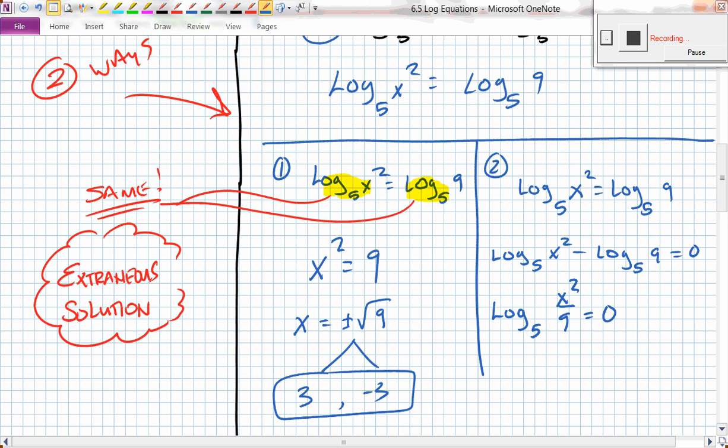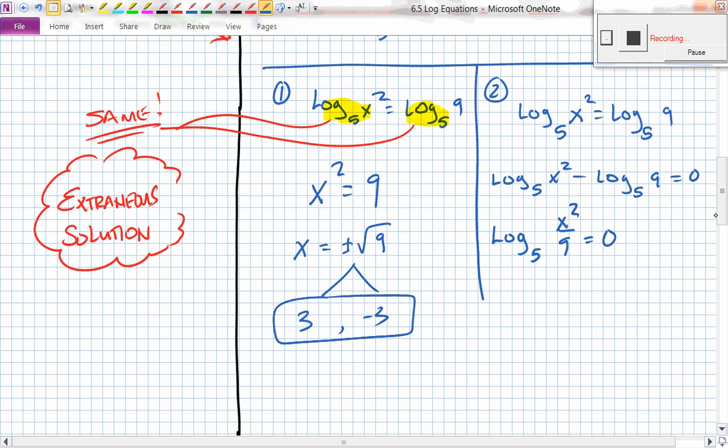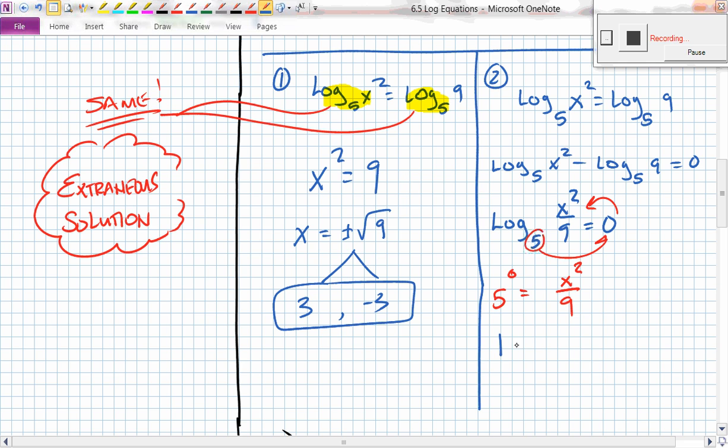Okay, so far, I have not yet gotten rid of that logarithm. All right? But can anyone tell me what the next step should be? Yeah, exponentiate, right? So take 5, raise it to the power of 0. It should give you back this stuff. So 5 to the 0 power is equal to x squared divided by 9. So take a moment, make sure I've done everything legal so far. You with me on that? All right, great. How much is 5 to the 0? Yeah, 1 is equal to x squared divided by 9.